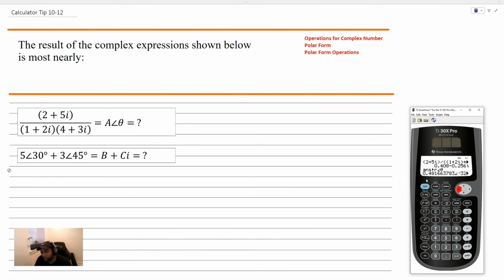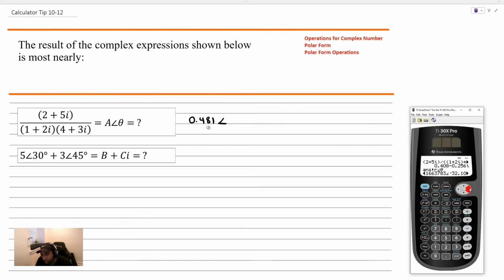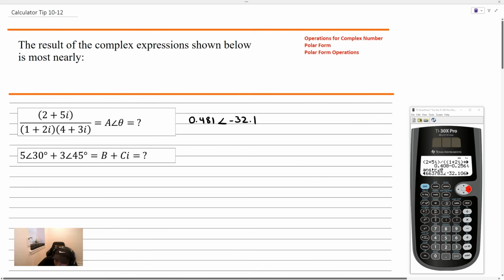Our solution here is 0.481 at an angle of, looks like, negative 32.1 degrees. Okay, so we found the solution to the first question, and that was using operations for complex numbers, as well as converting to polar form. And I'm going to show you as well how to input imaginary numbers in polar form and perform operations with them.